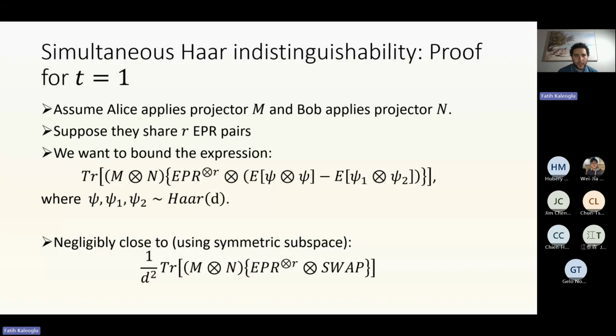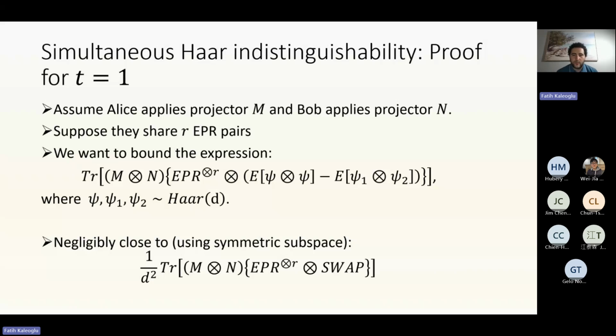In this particular case, the expression we want to bound looks like the middle expression on the slide. The EPR pairs are shared between Alice and Bob. M is the projector of Alice, N is the projector of Bob. The E's stand for taking the expectation over Haar distributions. In one case, you take the expectation of two identical Haar states. In the other case, you take the expectation of two independent Haar states.